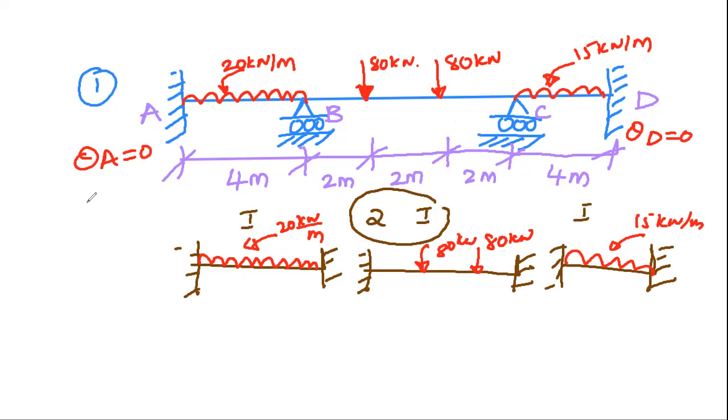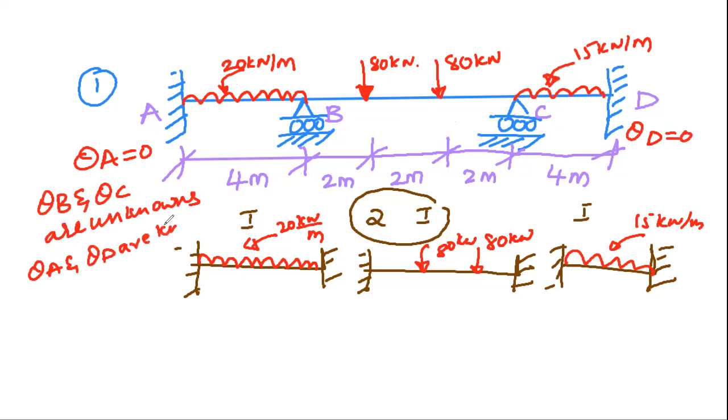Now, what are our unknowns? Theta B and theta C are unknowns. What are the knowns here? Knowns are theta A and theta D. This is the first thing which you have to do. Next thing is you have to split the spans into number of spans. So AB span, BC span, and CD span.